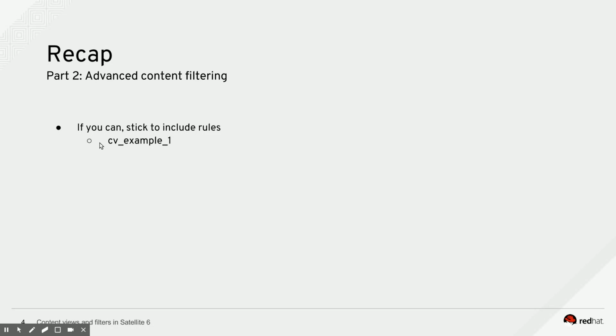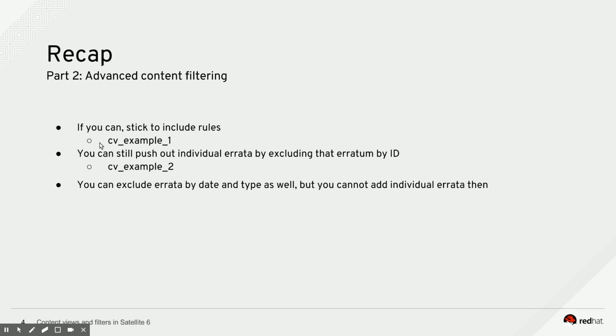And that is basically what you've seen in the example CV1. And I realize I've spelled this wrong here. It should be example CV1, but it doesn't really matter. You can still push out individual errata if you work with only include rules by excluding a single erratum by ID, and that works fine as well, as we've seen in example CV2. You can use an exclude rule to exclude ranges of errata as well, but it will be very hard to add individual errata after that, as you've seen with example CV3.